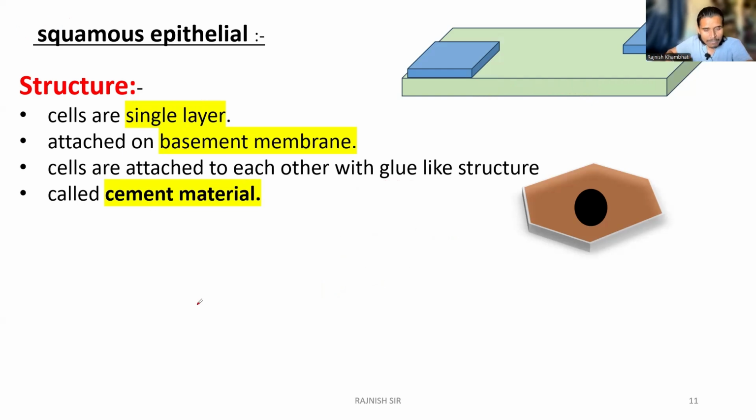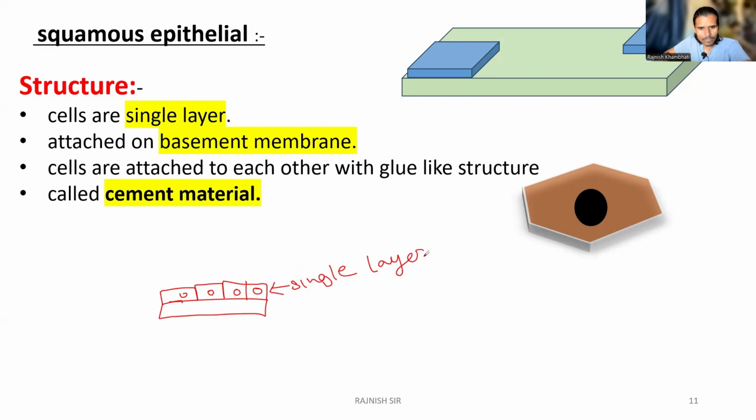Again, let me draw it for you. This is the basement membrane on which cells are present, and all cells are attached to each other by cement material. And also they have a nucleus almost in the center. And what you see, this is a single layer. So that single layer you can see here.